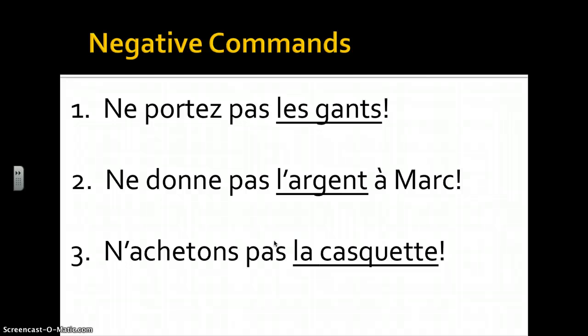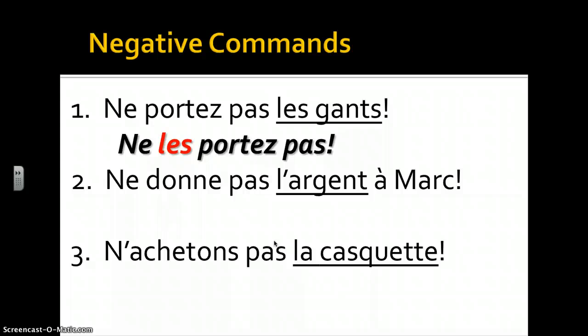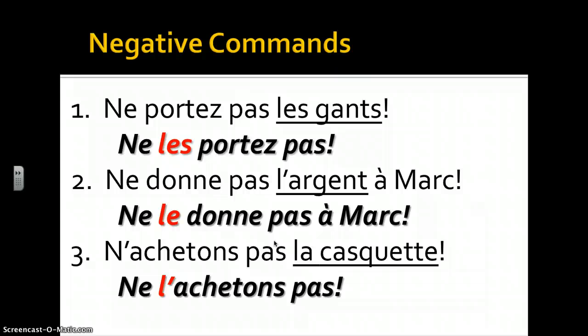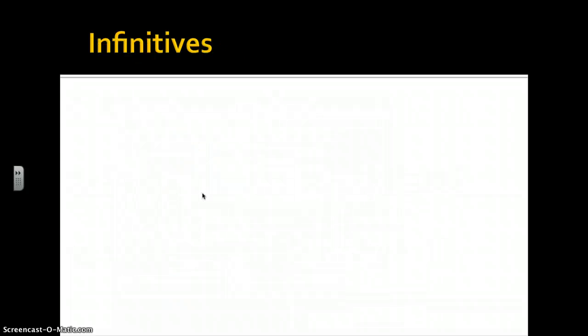So ne portez pas, don't wear the gloves, becomes ne les portez pas. Ne donne pas l'argent à Marc would become ne le donne pas. And n'achetons pas la casquette would become ne l'achetons pas. Now it's kind of cool if we take a look at number 2. Eventually we're going to learn how to replace Mark too. We'll have 2 object pronouns. We got a direct and an indirect. So ne le lui donne pas. Good times ahead. I know you can't wait.